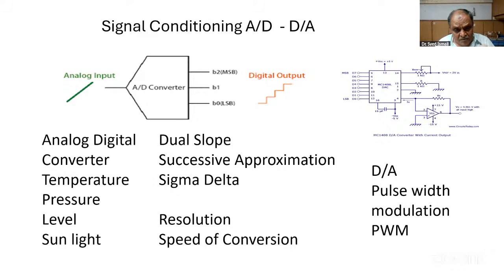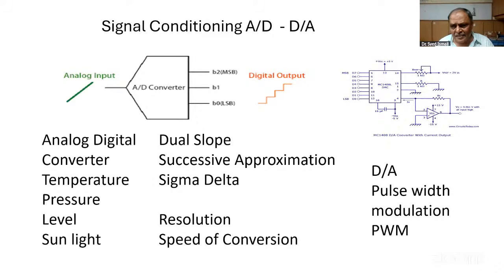There are dual slope, successive approximation, sigma-delta, and depending on the resolution, that means whether you have 16-bit resolution or 24-bit resolution. What is 16-bit resolution? It is 65,000 steps. What is 8-bit resolution? 256 steps. So that is all. What is the input value? How much in digital form can you represent?